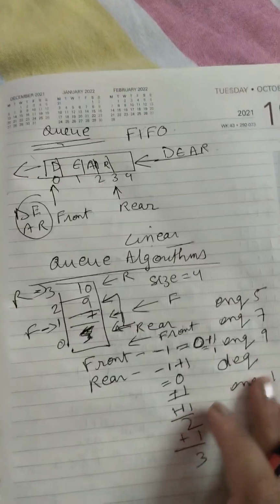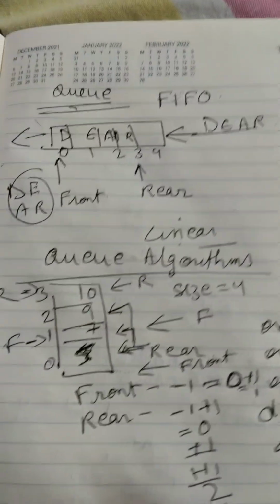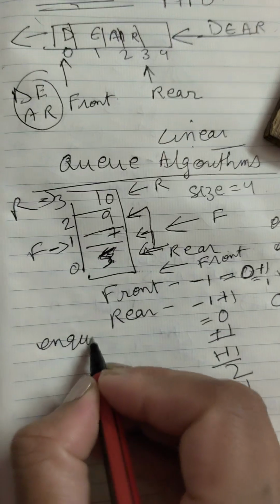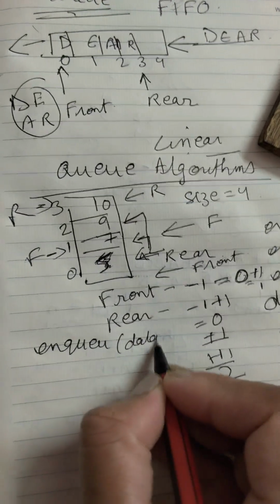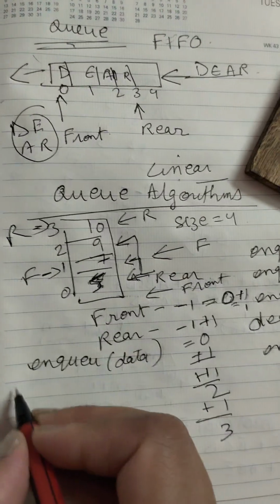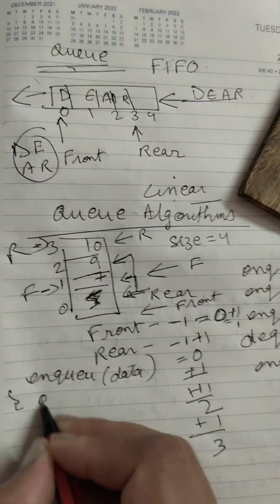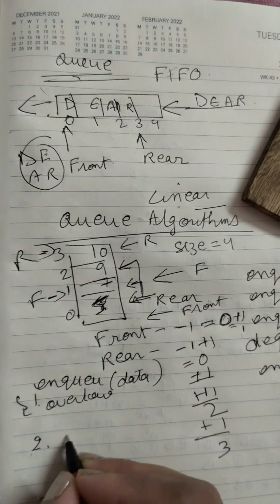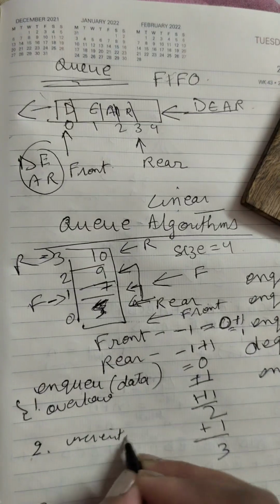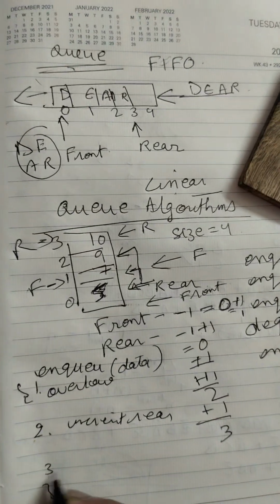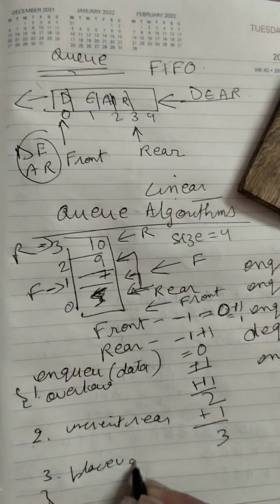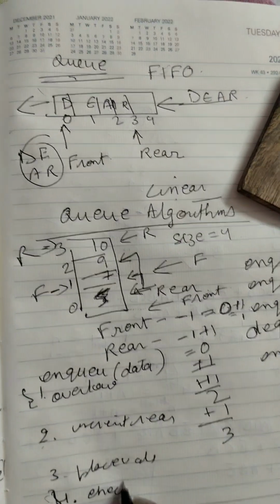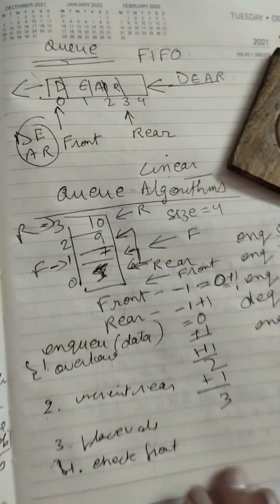So let us now look at the algorithms of enqueue and dequeue. Looking at the algorithm of enqueue, enqueue will receive the data to be inserted in the queue as input. First of all we will check for the overflow. This is the first step. The second step is to increment the rear, and the last step is to place the value. And then one more step that I have discussed: check front. What is the value of the front after insertion? We have to check it.